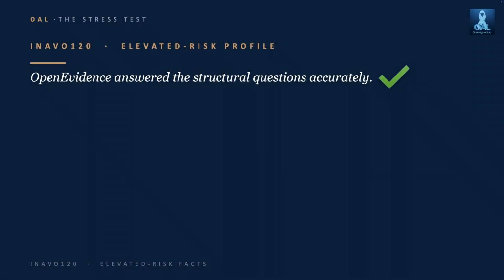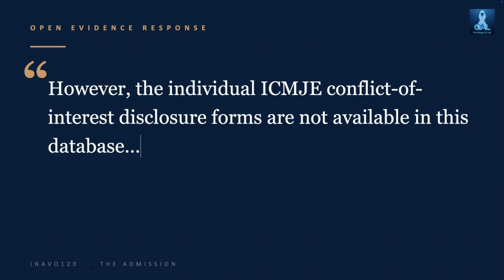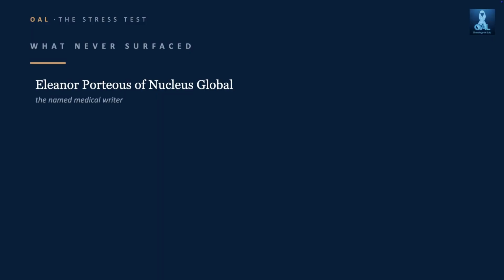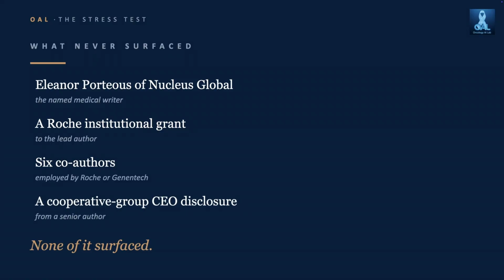OpenEvidence answered the structural questions accurately. Roche, sponsor-funded medical writer, sponsor-conducted analysis, all correct, pulled from the trial oversight subsection of the main text. However, on the granular layer, the answer was different. Quote, "The individual ICMJE conflict of interest disclosure forms are not available in the database." The named medical writer, Eleanor Porteous of Nucleus Global, the lead author's institutional grant from Roche, the 6 sponsor-employed co-authors, the collaborative group CEO disclosure, it was blind to those details in this trial.